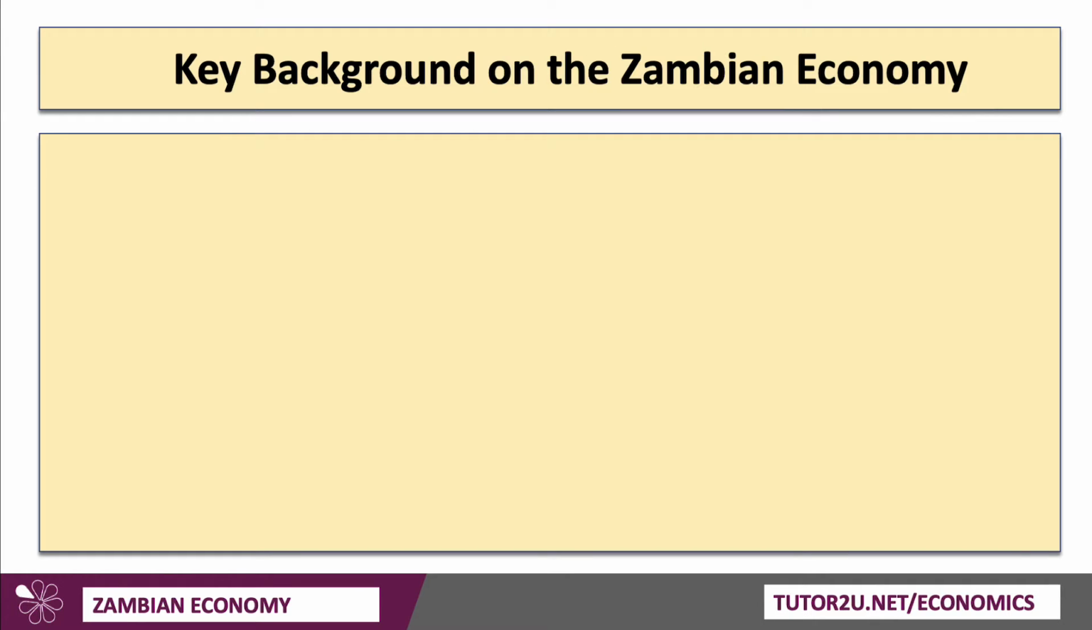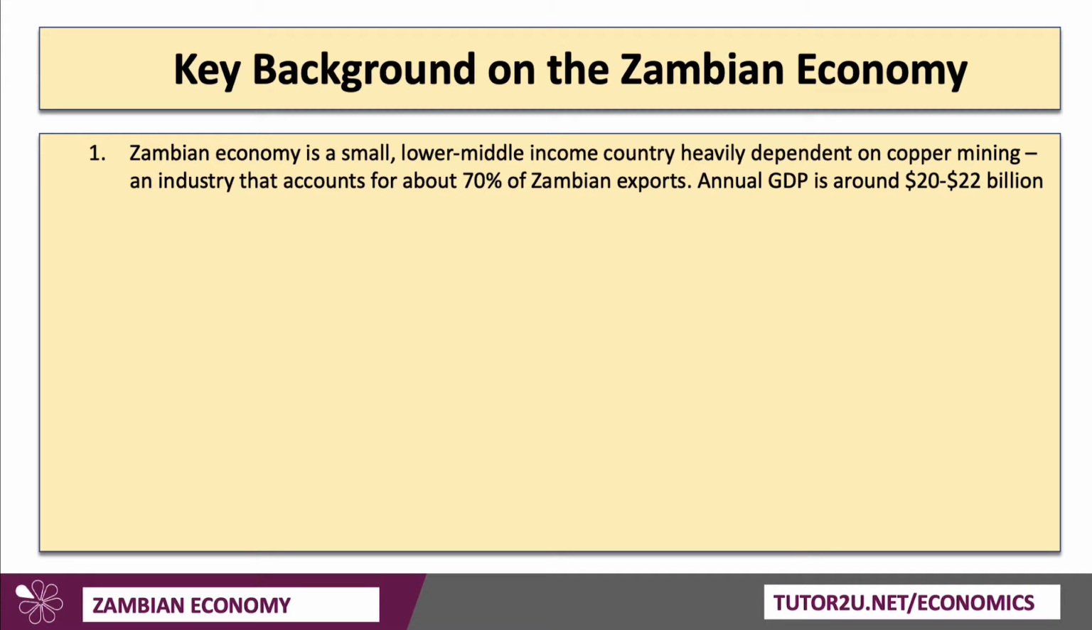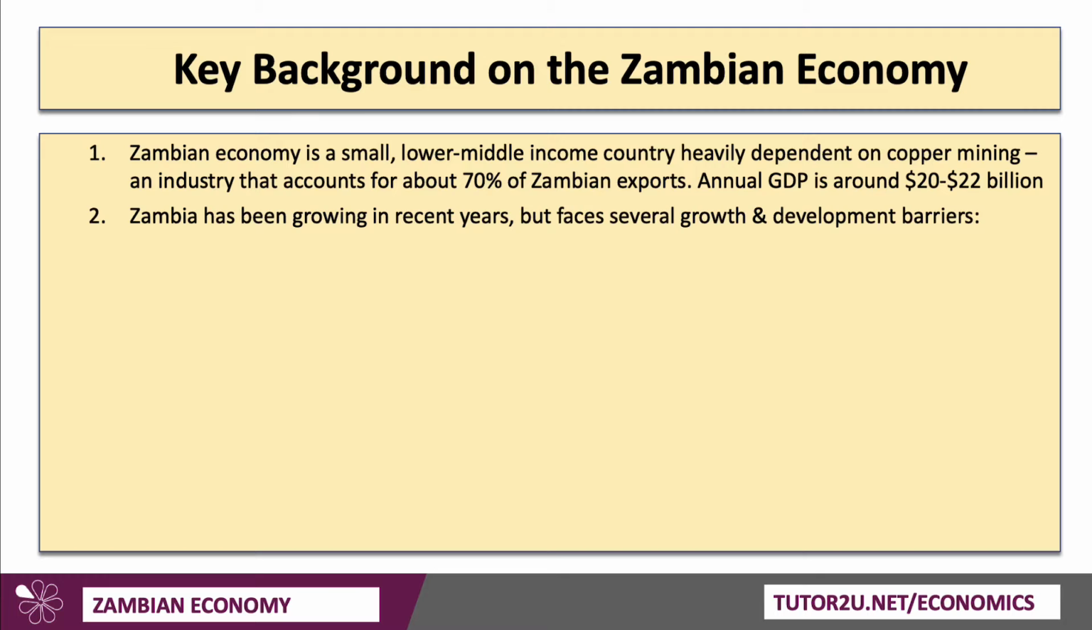A quick bit of background on the Zambian economy. It's a small, lower middle income nation, as I say, heavily dependent on copper. About two-thirds, possibly three-quarters of their exports are linked directly to the copper mining industry. And their GDP is actually really small, only around $20 to $22 billion per year. And they're growing at around 3 or 4%, which is a pretty low rate given their population growth is close to 3% per year. So per capita incomes, of course, therefore remain low. It has been growing, but as we'll see in a few minutes, they have big, substantial growth and development barriers.